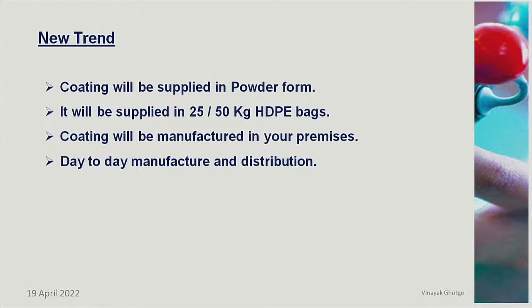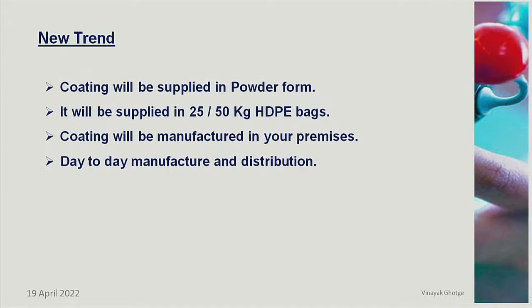So what is the new trend now? The coating can be supplied in powder form. It will be supplied in about 25 kg bags, very easy to handle. Coating will be manufactured in foundry premises. And day-to-day manufactured fresh coating will be distributed to core shop for use.